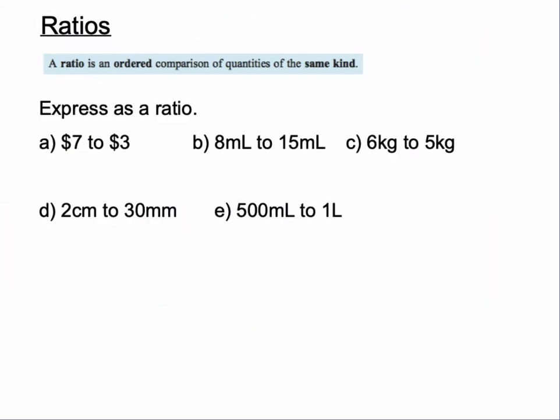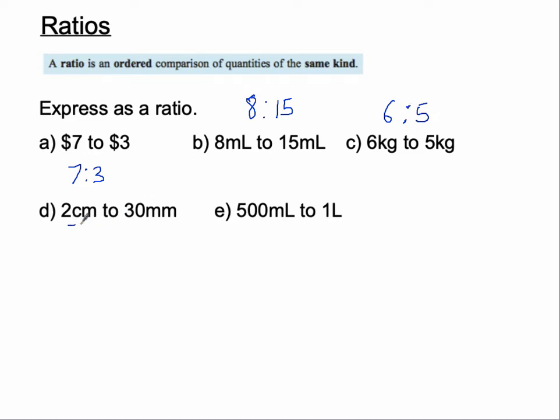Okay, let's look at some more ratios. We're going to express these things as a ratio. $7 to $3, that's just 7 to 3. We could write it without units. And this one's 8 to 15. And we can check to see if we can simplify. In this case we can't, because there's nothing you could divide them both by. Okay, next example, we've got kilograms and kilograms, so we can just write 6 to 5.